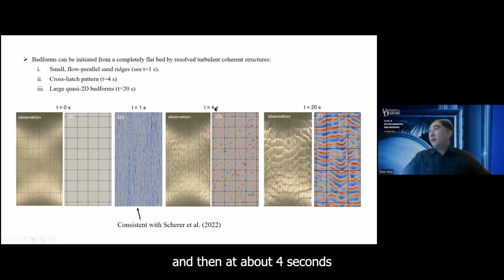And then at about 4 seconds, those streaks evolve into what they call a cross-hatch pattern. And this is actually observed in the original paper. They talk about the cross-hatch pattern. Here we show that we can also see this kind of cross-hatch pattern. Then by about 20 seconds-ish, you start to see those patterns become more quasi 2D, uniform in the span-wise direction, which is also reproduced by our model.